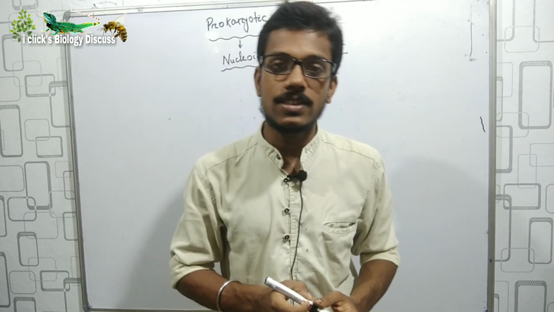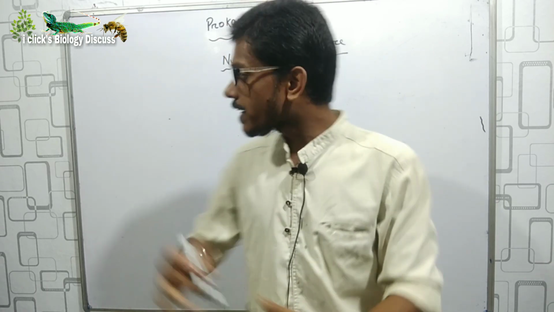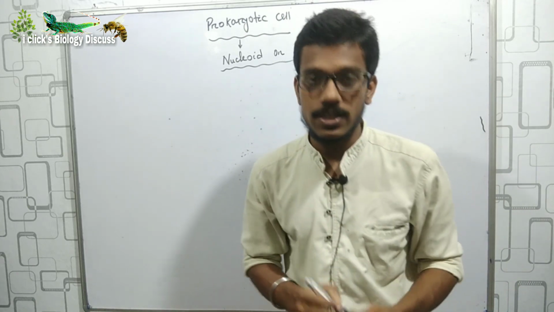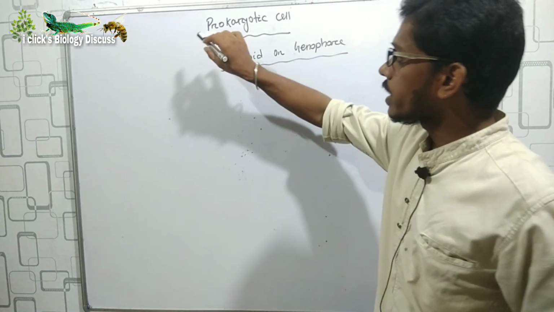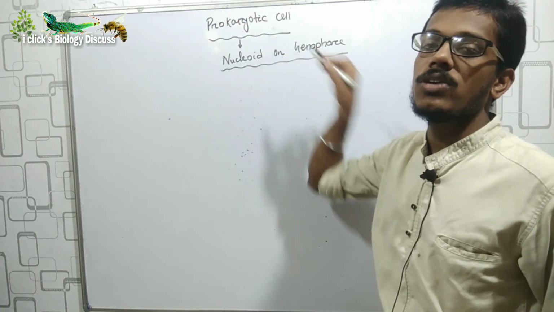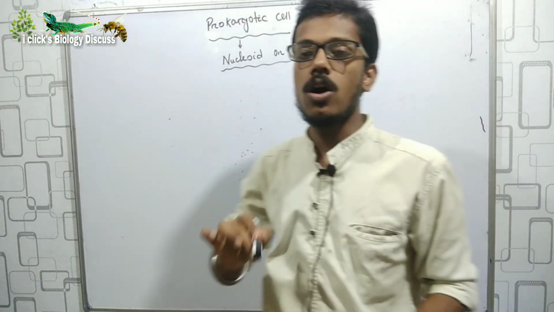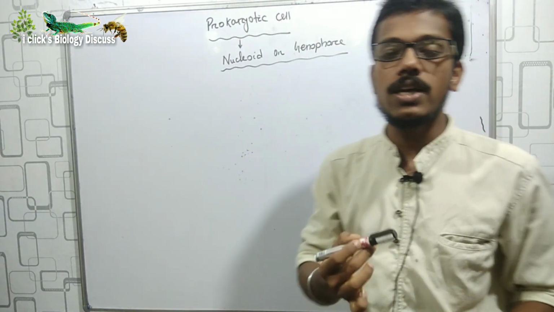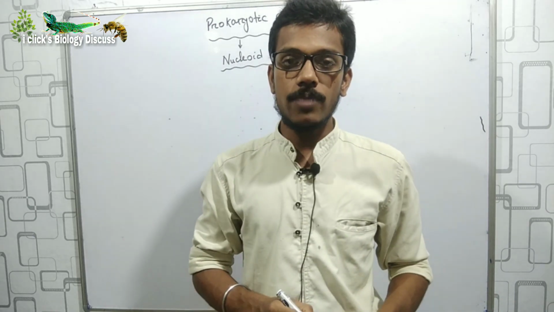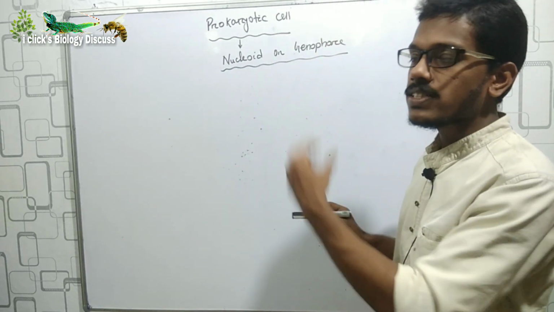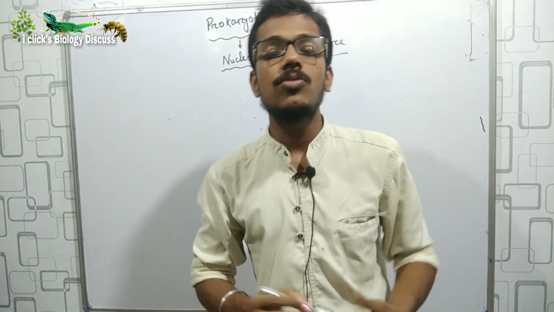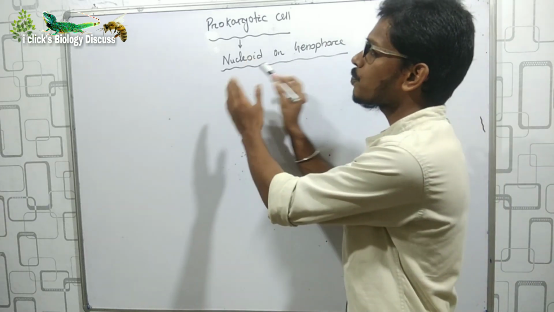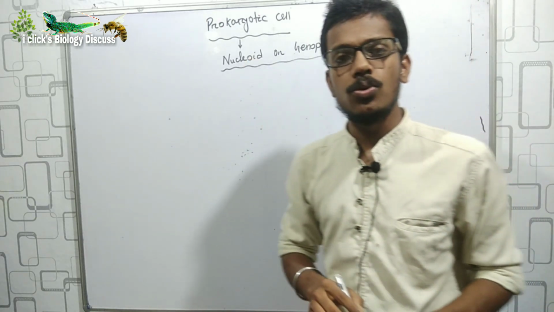What is nucleoid? In a prokaryotic cell, there is absence of a true nucleus. We know that, so we call the cell prokaryotic, meaning primitive, or having a false nucleus. Karyon means nucleus, pro means primitive. A cell that has a false nucleus is called a prokaryotic cell. Thus, here there is absence of a true nucleus.